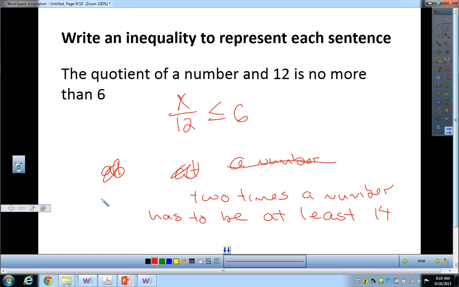2 times the number has to be at least 14. So, x times 2 is greater than or equal to 14. Yep, okay, so if it says at least, that would be 2x has got to be greater than or equal to 14. Okay, Will, what color?